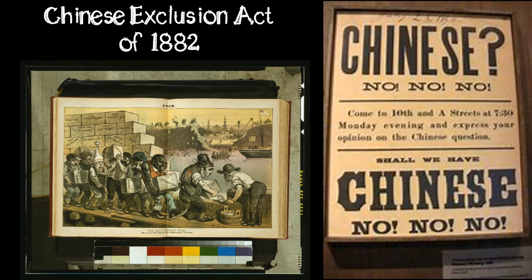This was the first law really barring a group of people from immigrating to the United States. And this went on for 60 years. In 1902, the Chinese immigration block was made permanent, and Chinese immigrants could not become citizens until 1943.